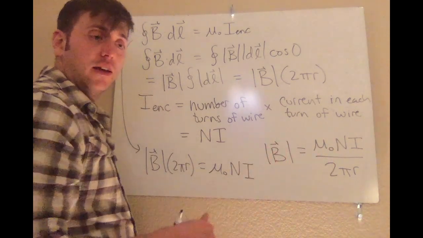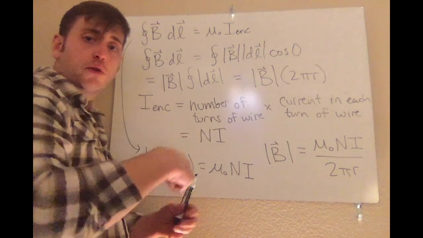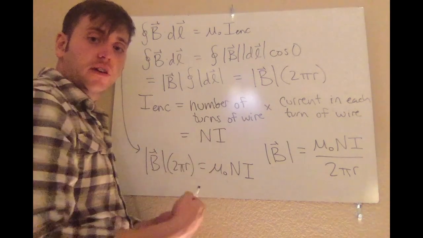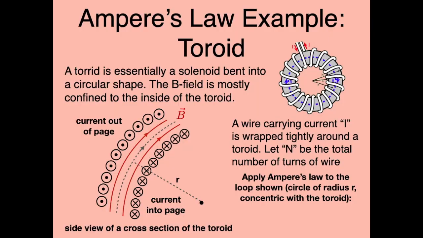So we can actually get a stronger magnetic field by coiling the wire into a tighter and tighter space. That's the idea. And here's what we found, that the B field is equal to mu naught times N times I divided by 2 pi r. So that's how it works for a toroid.